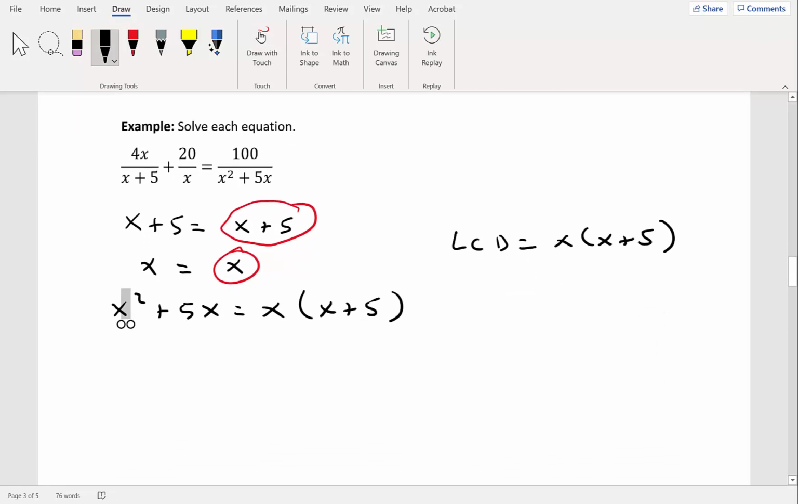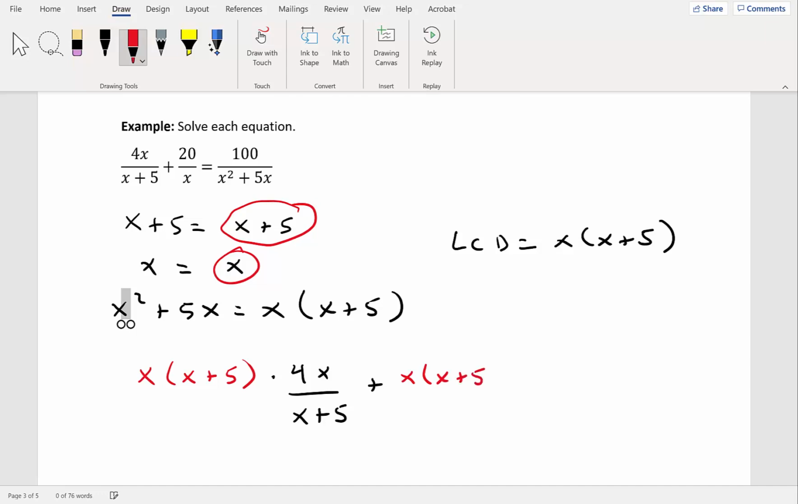Now let's go ahead and multiply each side of the equation by our LCD. So we have x times x plus 5 times 4x over x plus 5, plus x times x plus 5 times 20 over x, equal to, now the right hand side do the same thing, x times x plus 5 times 100 over, now for this last fraction, the denominator, I'm going to rewrite it in factored form. That way I can see what's going to cancel out.